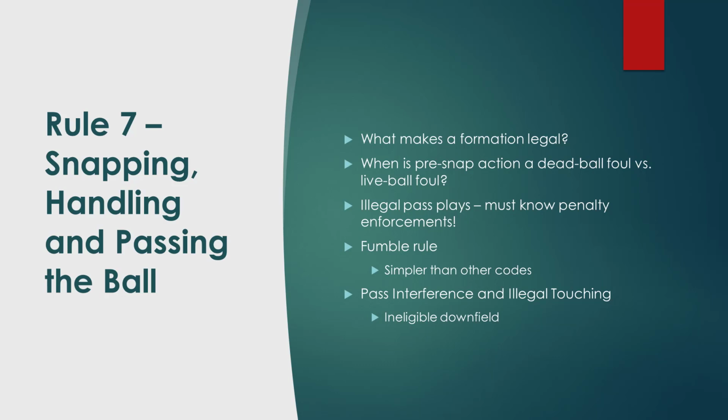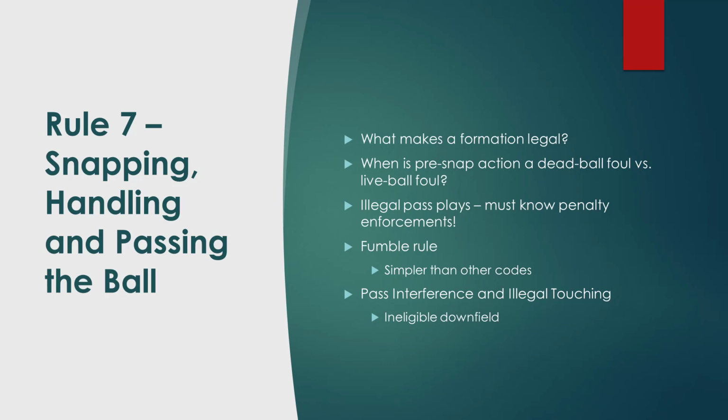And then illegal pass plays, know the penalty enforcement. We have spot fouls, loss of down, yardage penalties, offsetting fouls, extension of the period, all those factors that come into play on those kinds of plays. And then the fumble rule is a lot simpler in the high school game. If we have a fumble, it's going to be where it's going to be. So just make sure that we understand that piece with fumbles and what to do with those.